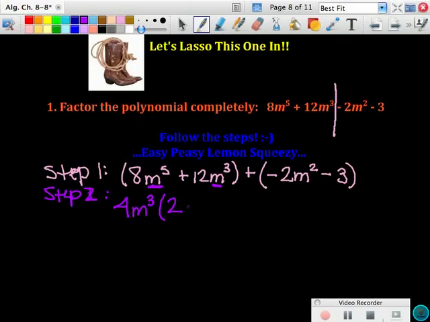M to the 3rd divided by m to the 3rd would give you 1, which we don't need to write times 1, so we're done. Now look at these two. They don't have variables in common, and neither of them has a common factor. So you're probably thinking, well then the greatest common factor is 0.